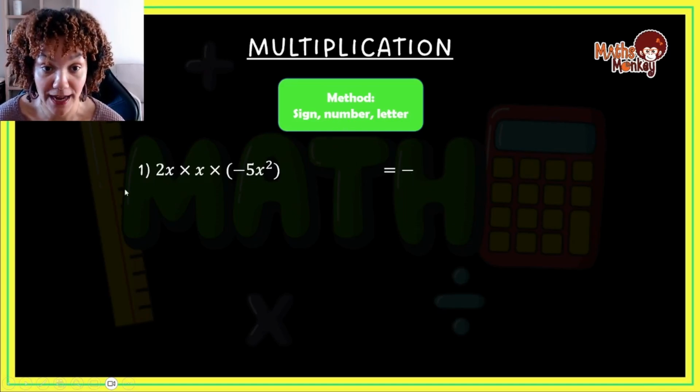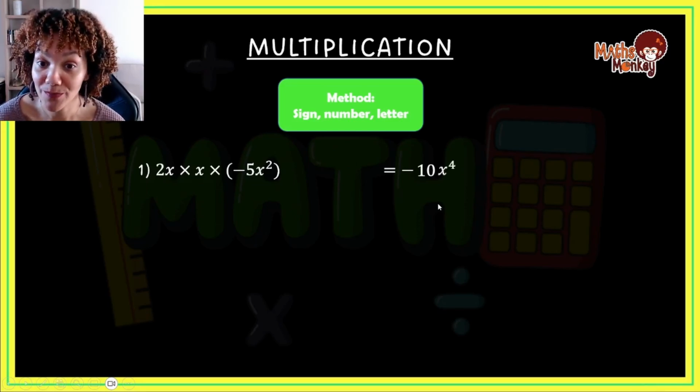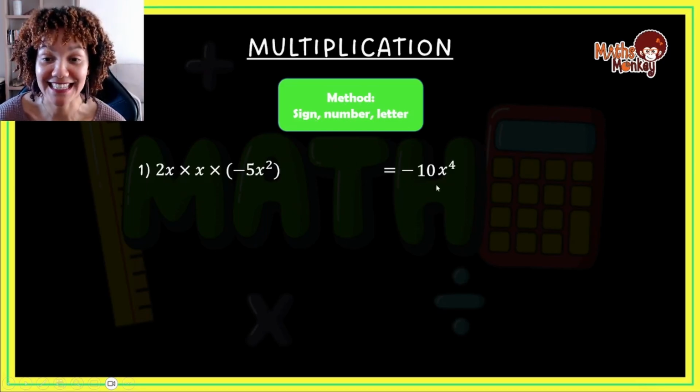Now I move over to the numbers. There's a 2, here's a 1, and there's a 5. So 2 times 1 times 5 is 10. I've multiplied the numbers. Right, then we look at the variables, and we've got 1x here, we've got 1x here, and we've got 2x's here. When we multiply, we add all the powers together. So 1 plus 1 plus 2 will give me x to the power of 4. And so we've multiplied the sign, we've multiplied the numbers, we've multiplied the letters. And so our answer for this expression is negative 10 x to the power of 4.